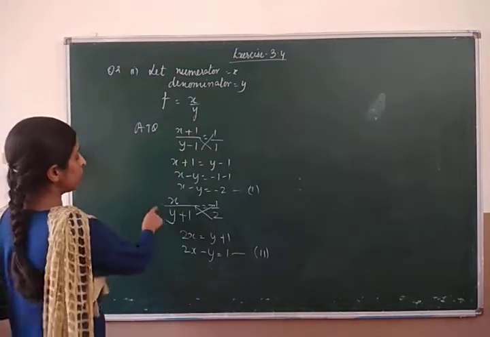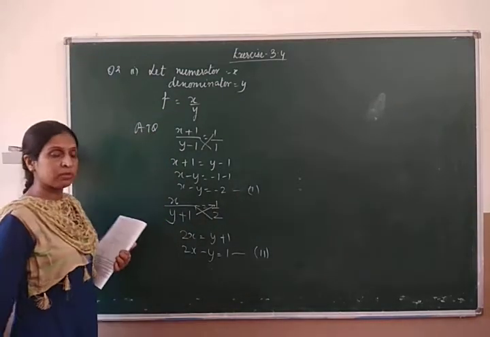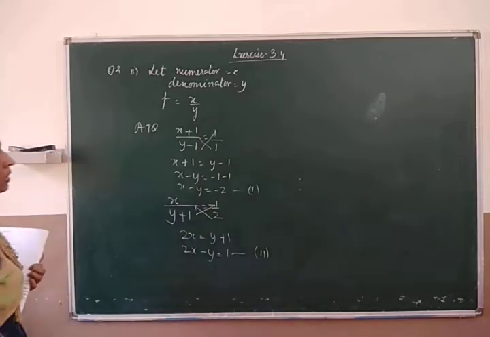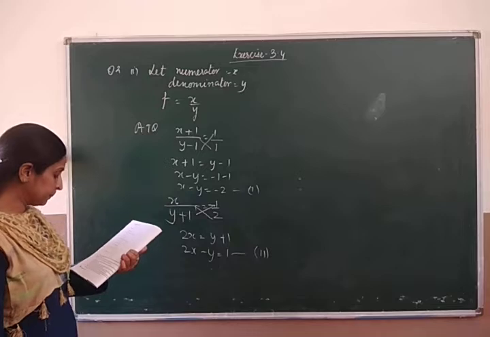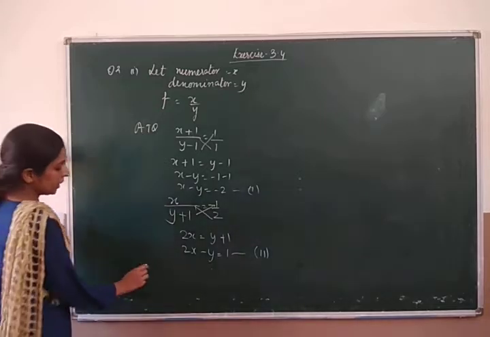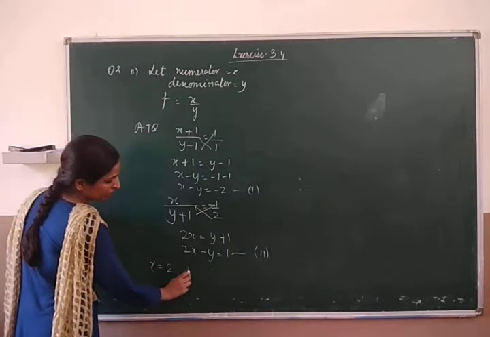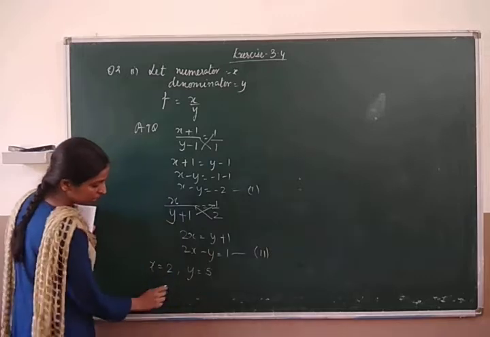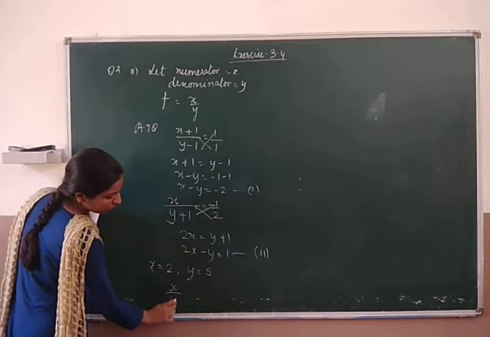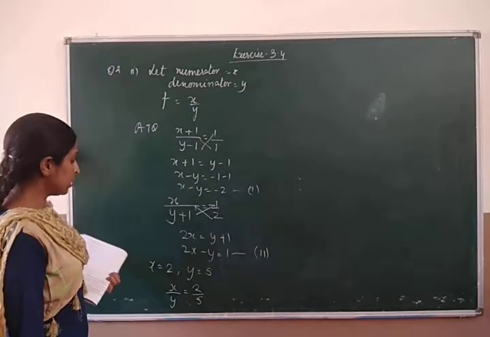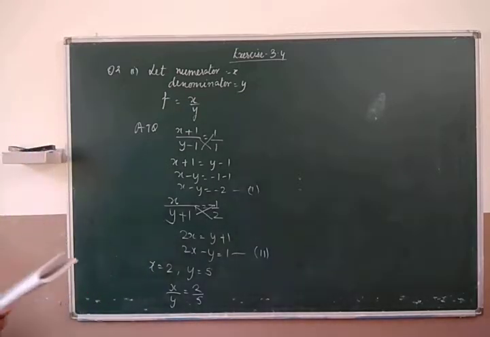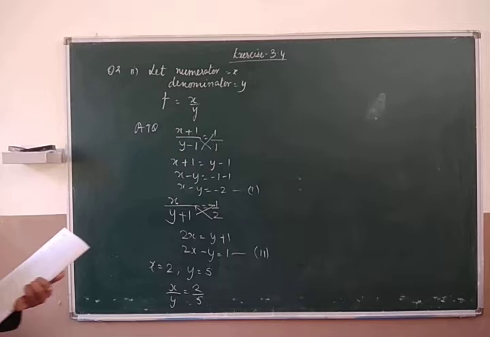After solving these two equations by elimination method, as it is mentioned over here, you can solve for the values of x and y. After getting, suppose you have got value of x as 2 and value of y as 5, suppose you have to write it in the form of fraction, that is 2 upon 5. That is going to be the solution for this problem sum. Now going to do second part.